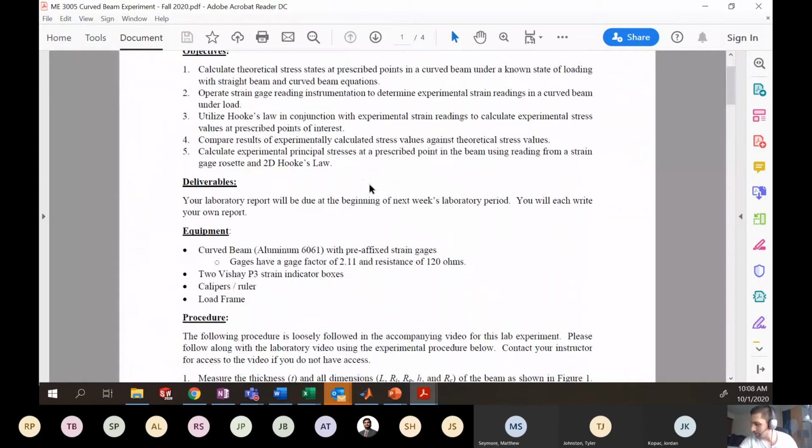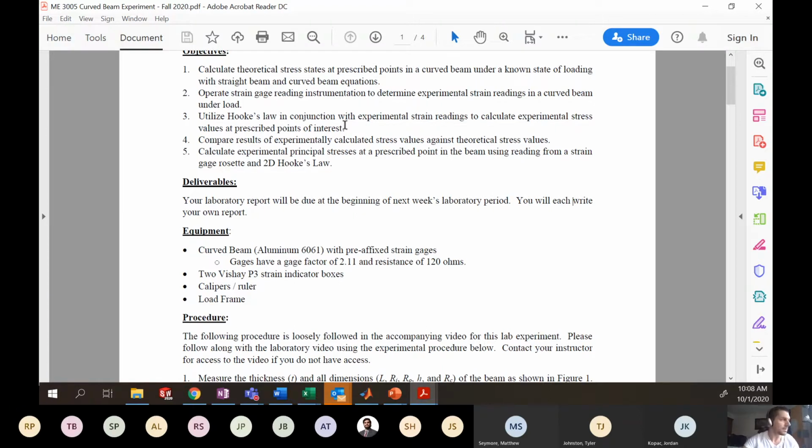So those objectives are described above. Calculate theoretical stress states at prescribed points in a curved beam under a known state of loading. That's what we're doing. Operate strain gauge reading equipment, and so on. Utilize Hooke's law in conjunction with experimental strain readings to calculate experimental stress values. All right, transforming strain into stress experimentally, and so on. Okay, so you get the general idea of what we're going to do here, hopefully.